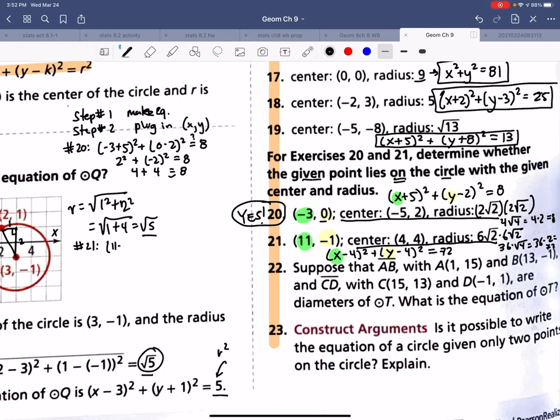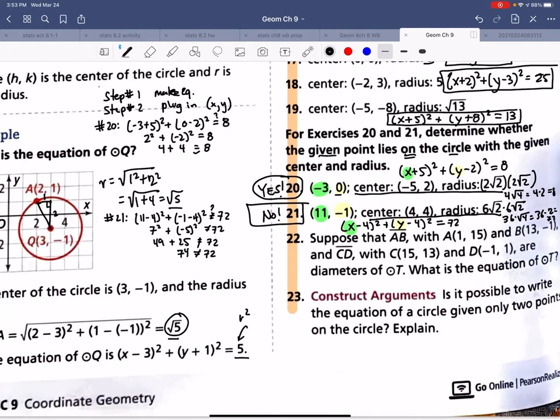So 11 minus 4, negative 1 minus 4, is that equal to 72? So what's that? 7 squared. Nope. 74 is not equal to 70. Close, but no cigar. So I'm going to say no. Why? Because when I plug it in, I don't get the left of my equation equal to the right side of my equation. Last two.